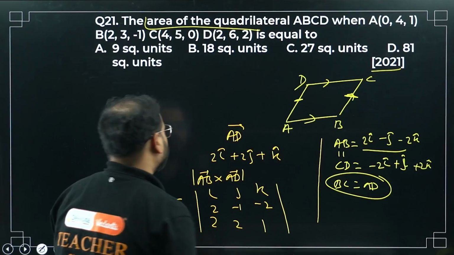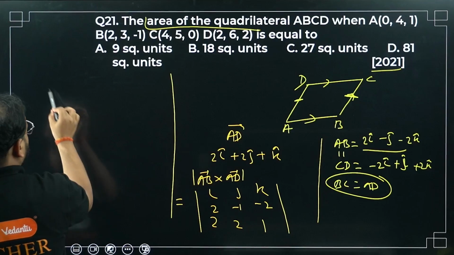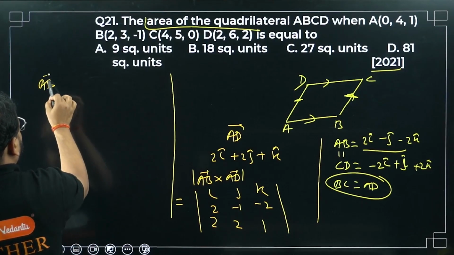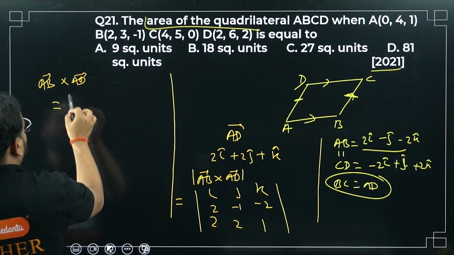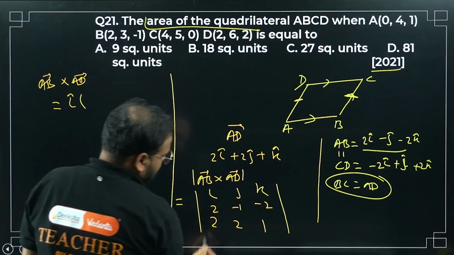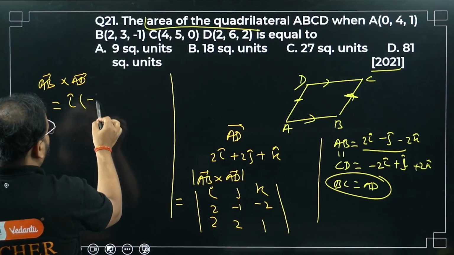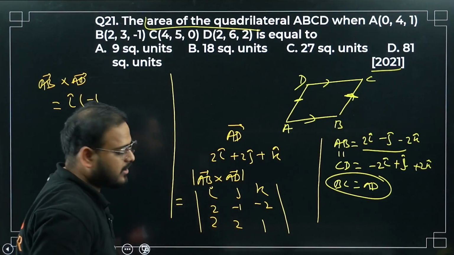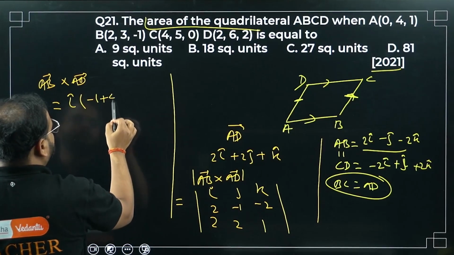For this, 2, 2 and 1. Can I find it over here? Please have a look. So I can write here AB cross AD is given by what? For i cap, I get minus 1 into 1 is minus 1, and 2 into minus 2 is minus 4, but you have to again subtract, so plus 4.